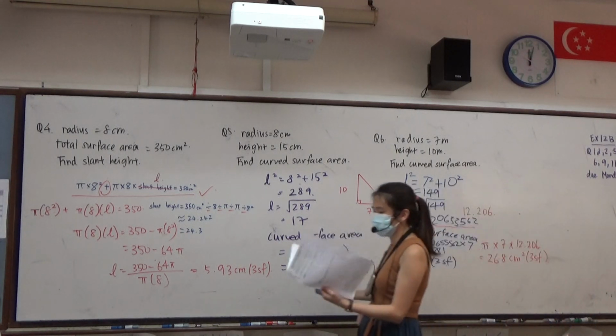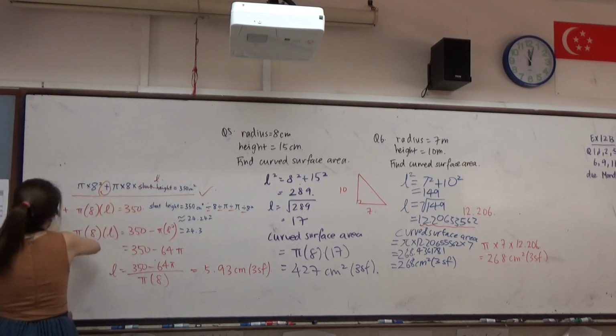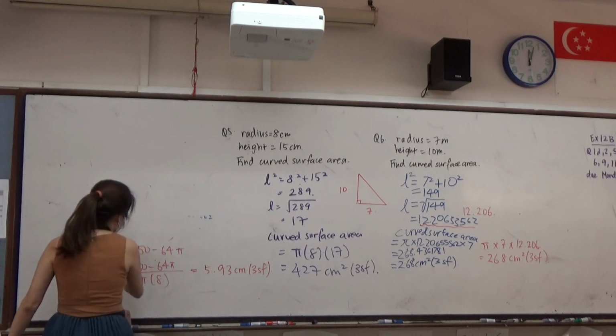Alright, let's look at spheres now. Okay, a sphere is basically a ball. We're going to look at the volume and the surface area.